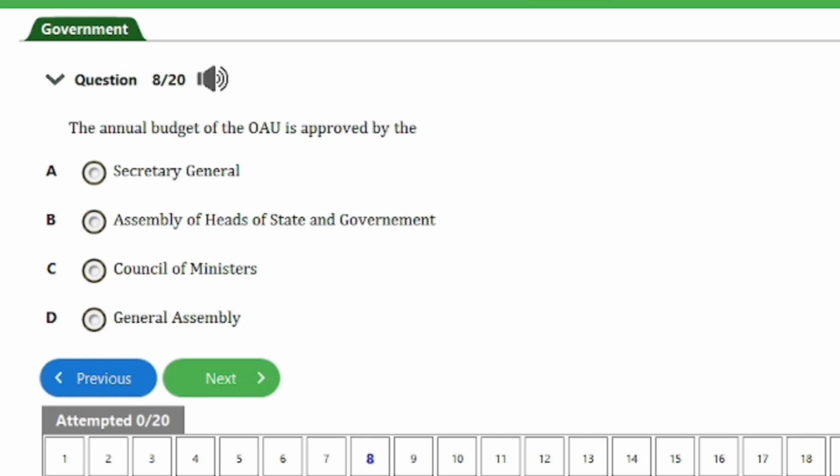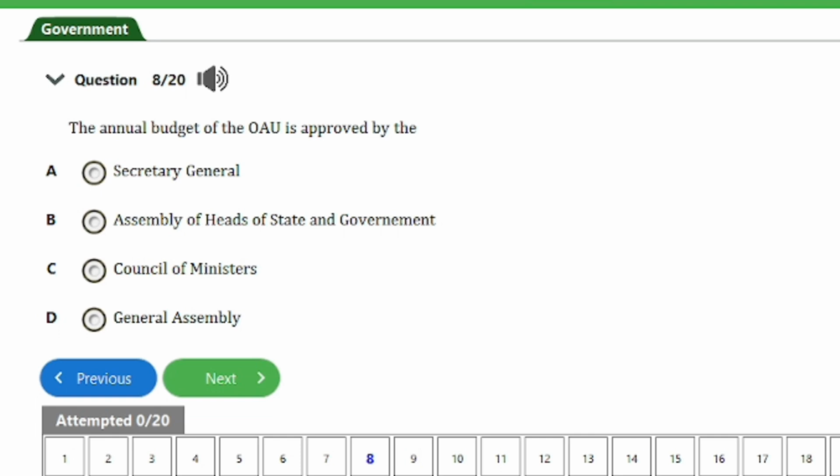We have here question number 8. It says, the annual budget of the OAU is approved by the A. Secretary General, B. Assembly of Heads of States and Governments, C. Council of Ministers, D. General Assembly. So guys, the answer to this question is Assembly of Heads of States and Government. That's option B. So let's consider the next question, guys.